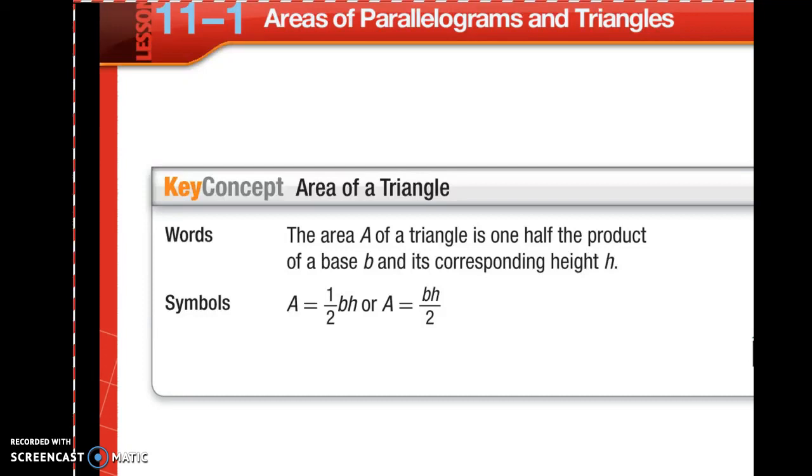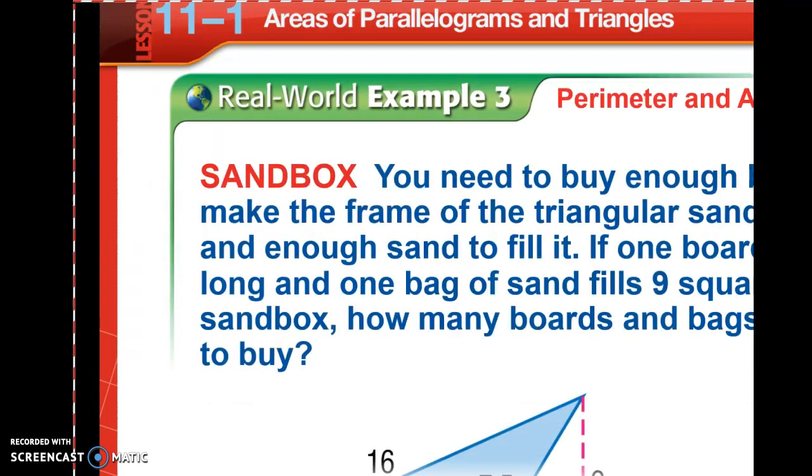So area of a triangle, then: if I could just take and have the same exact triangle right here, we see that would make a parallelogram. So two triangles that are equal. So area of a triangle is just half the area of a parallelogram. So we're going to use this.